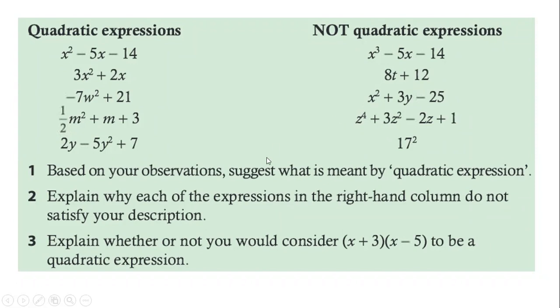Because the z is to the power of 4. When the power of z is more than 2, then this is what we call a polynomial equation. So basically, we understand the meaning of quadratic expression. The quadratic expression has to have the same variable. If you start with y, everything has to be y. You cannot have x minus 5y squared.